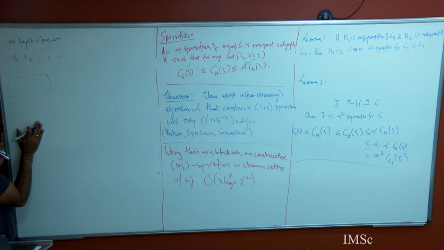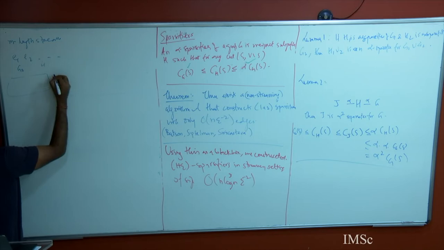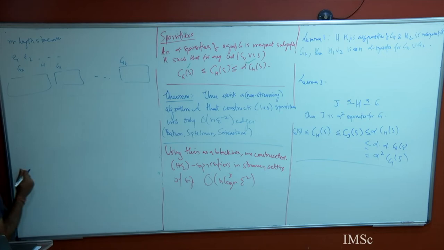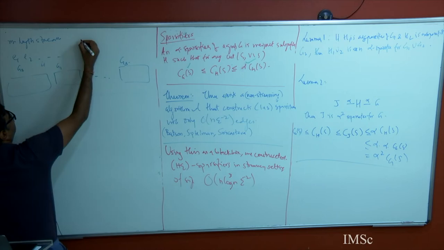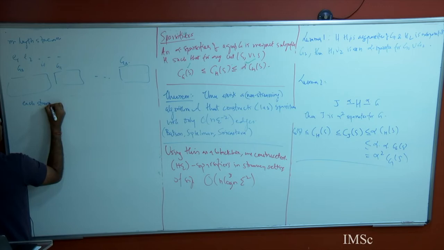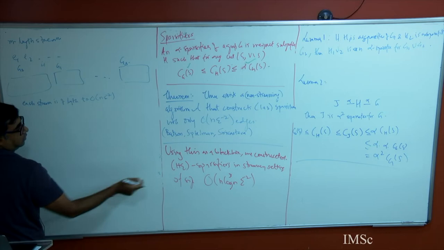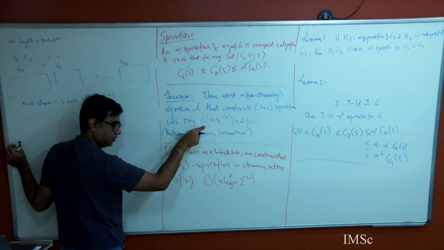So I divided this into G0, G1, dot, dot, dot, GT, and I'll tell you what T is. Let's say each piece is of length S, which is roughly order n over epsilon squared, so that I can apply this. If I have a graph big enough, then I can apply this to sparsify it. This is the whole objective, right?